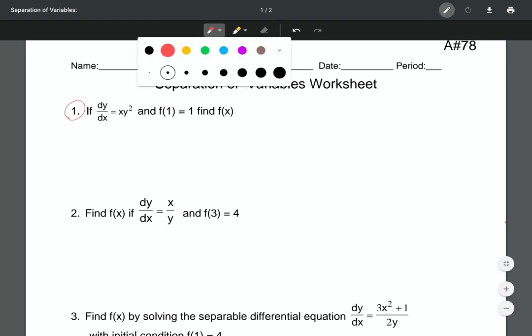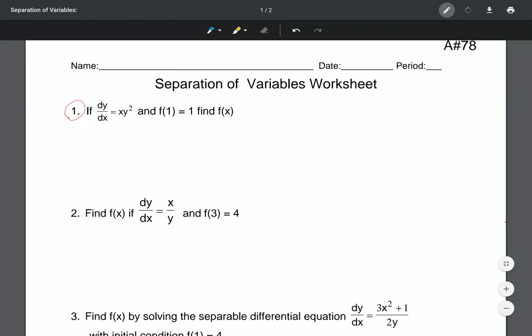Let me switch to blue here. I would have something like this. Let's see, I would divide both sides. Well, one step at a time. Multiply both sides times dx, and then divide both sides by y squared, excuse me. So I would end up with 1 over y squared dy is equal to x dx.